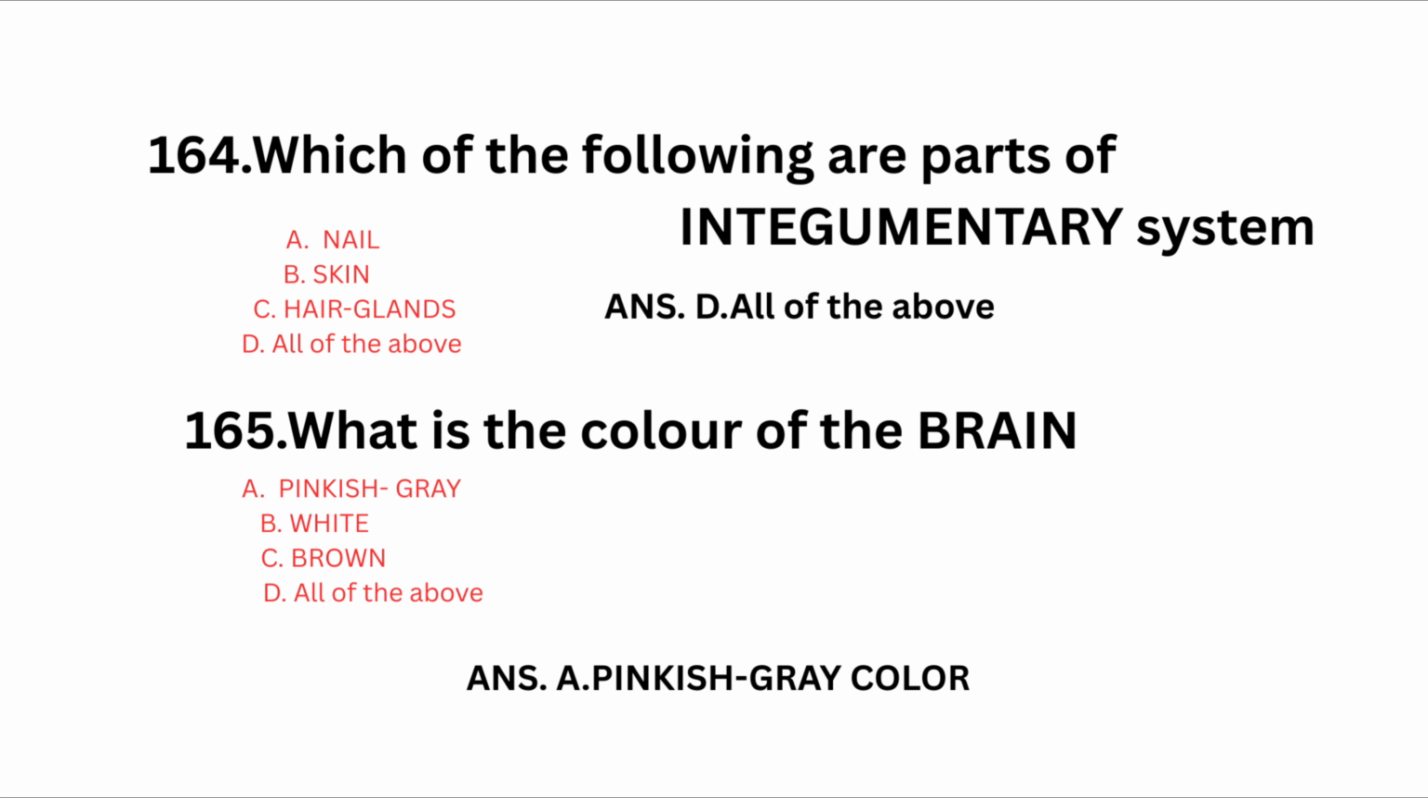164. Which of the following are the parts of the integumentary system? A, nail, B, skin, C, hair and glands that support it, D, all of the above. Answer is all of the above.